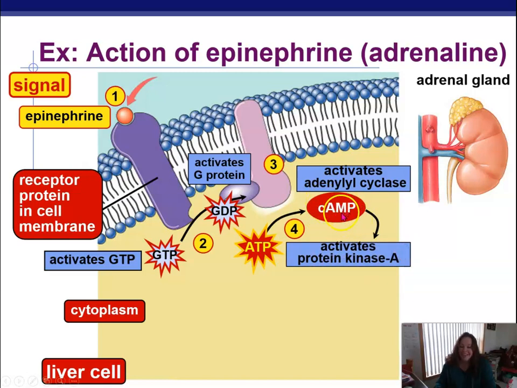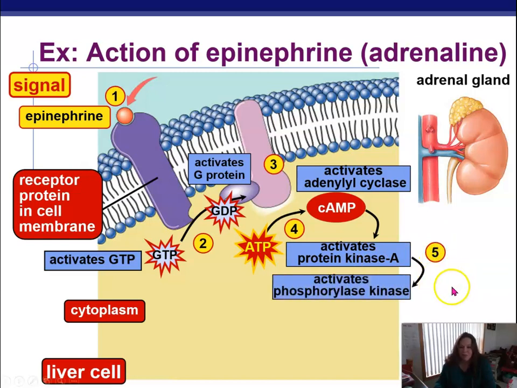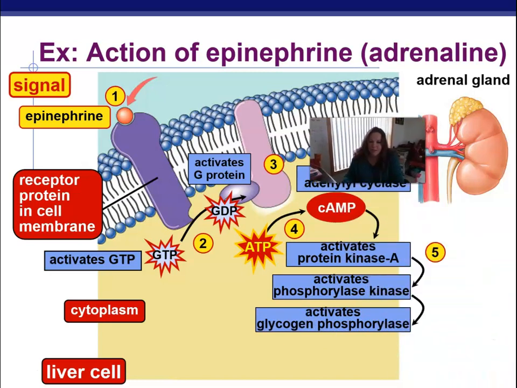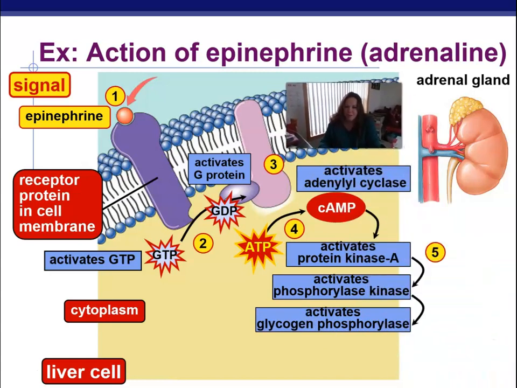And then cyclic AMP is that second messenger that's very, very commonly used in these transduction pathways. And it activates kinase molecules. And kinase molecules' jobs are to phosphorylate stuff. That's its job. And when it phosphorylates stuff, it activates enzymes. And the enzyme that we really want to activate here, I'm going to set myself in the cell membrane there.